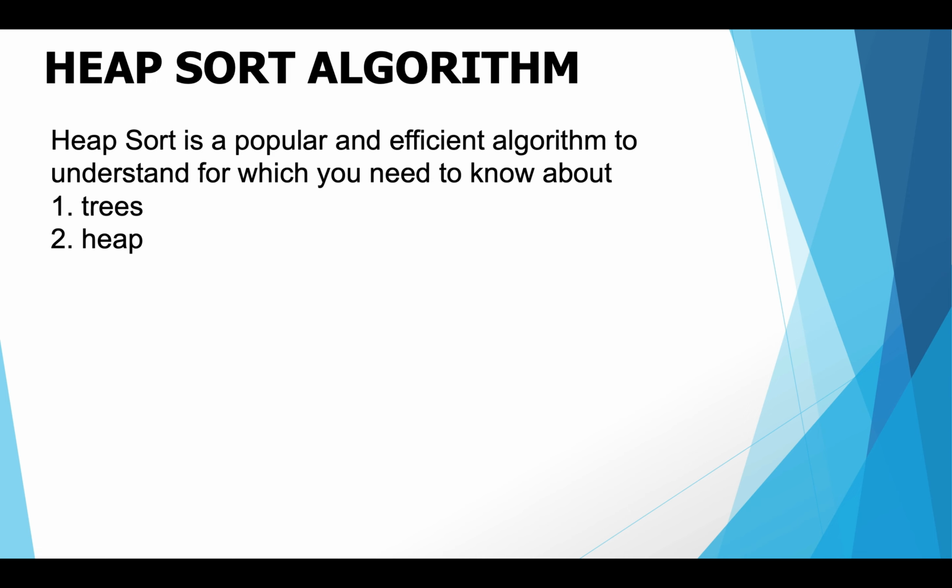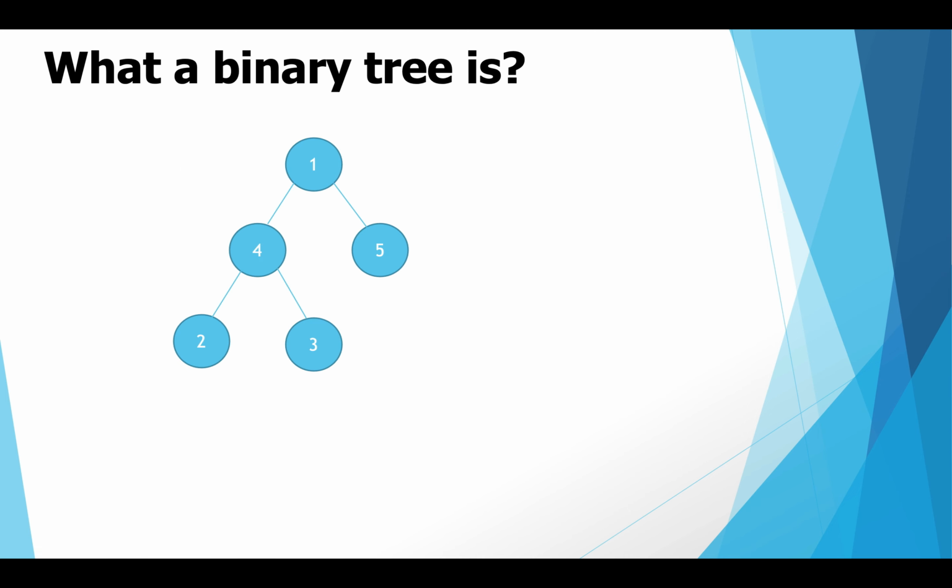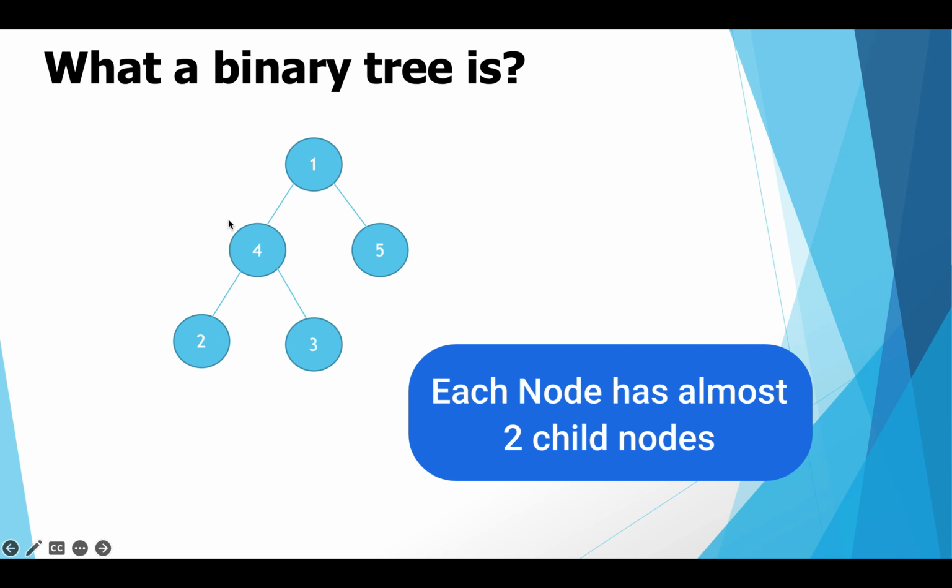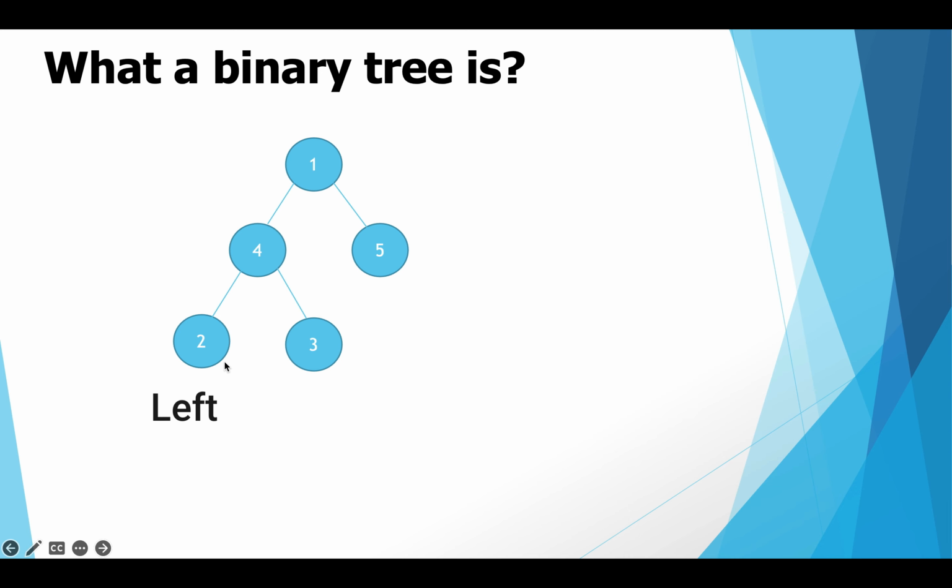Let's start then and first understand what a binary tree is. So this is a binary tree. It is nothing but a tree data structure where each node has at most two children. These two nodes of this binary tree have two children, and they are known as the left and the right child. Okay, so now you know what a binary tree is.